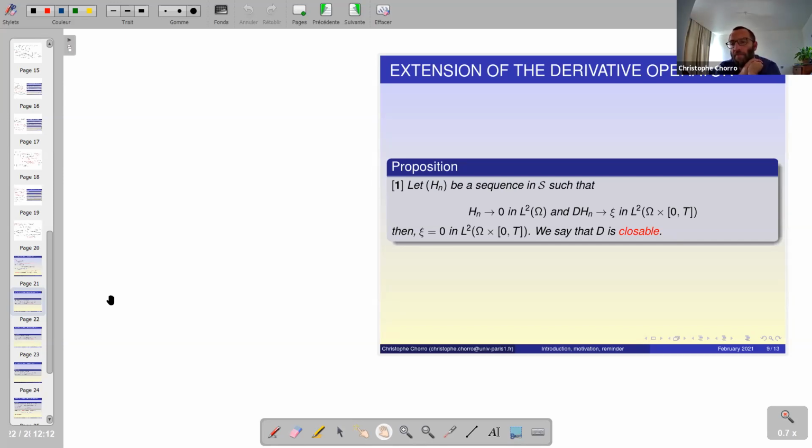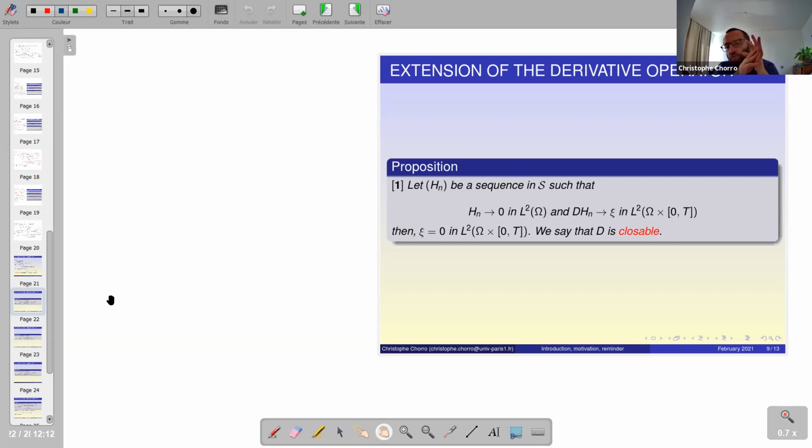Okay, keep in mind that it's not the continuity property at 0 here, because the continuity property at 0 would say that if Hn goes to 0, D of Hn goes to D of 0, that is equal to 0. It's not what I have here. It is: if Hn goes to 0 and if D of Hn is convergent, then the limit is equal to 0. I need to impose the fact that D of Hn is convergent, something that you don't have to impose when you study the continuity at 0 of the mapping.